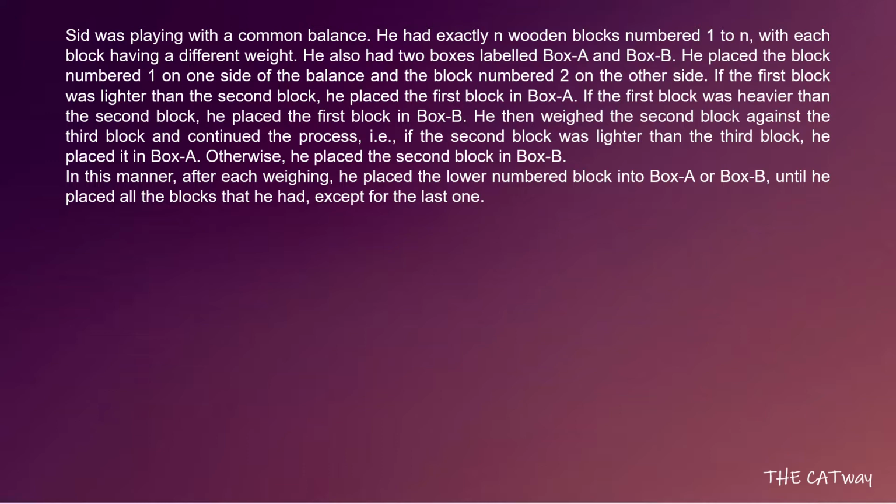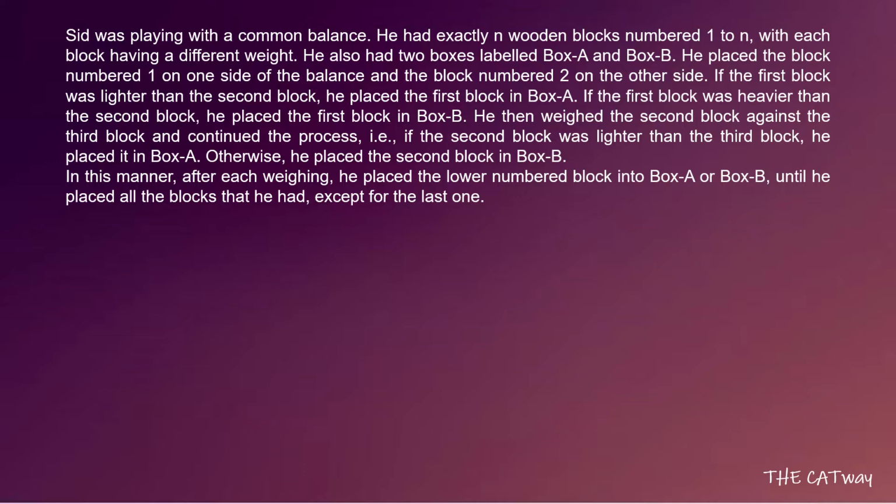Okay, so that means whatever block he is comparing, he will always compare 1 with 2, 2 with 3, 3 with 4. So every block which is a lower number block, its fate, whether it will go in box A or box B, will be decided based on the weight of the block numbered just above it. That is, the fate of 2 will be decided because of 3. If it is heavier than 3, it will go in box B. If it is lighter than 3, it will go in box A. Similarly, block 3 will be decided on the basis of block 4. Okay, so this is what it is.